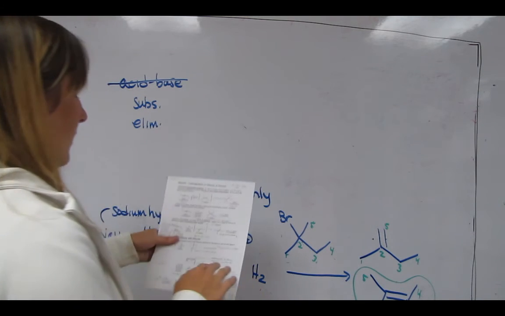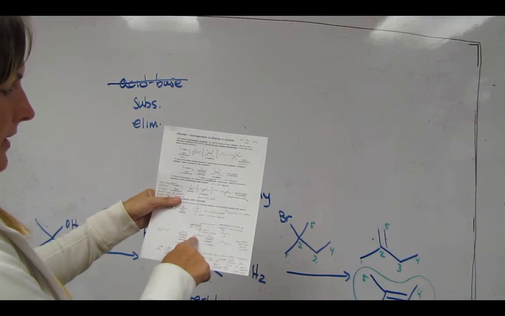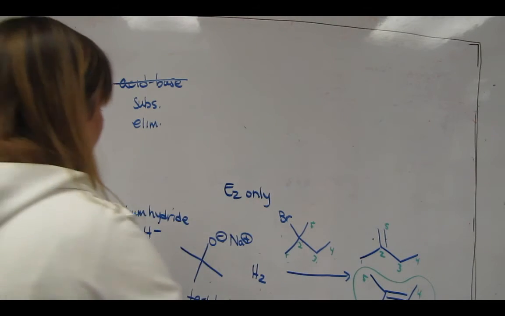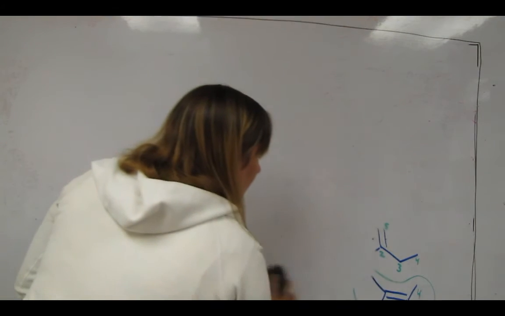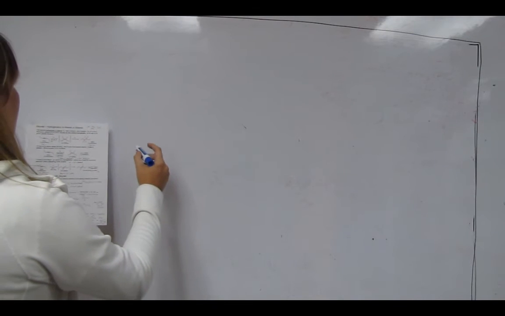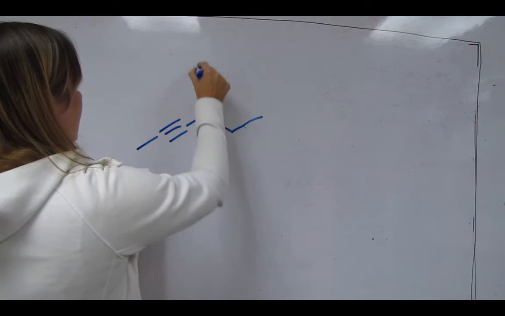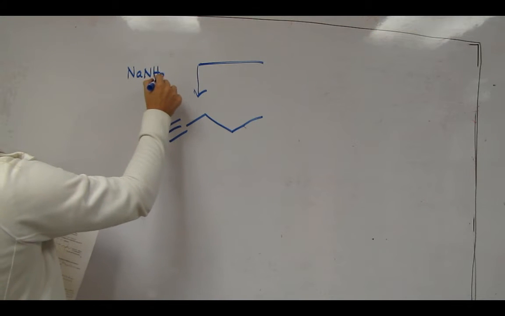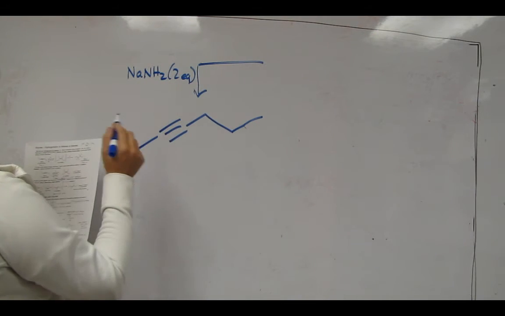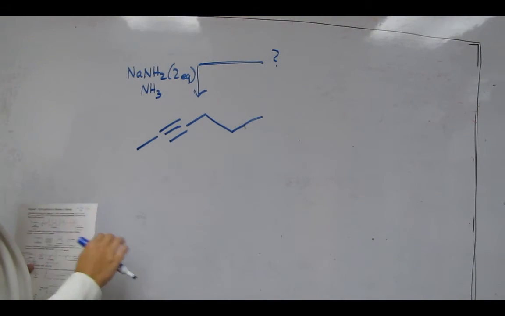And then in the middle, we kind of have an interesting problem where we have to figure out how to synthesize the alkyne, and then we're going to do 2 different reactions of the alkyne. So I'm going to put this in the middle of the slide. And so we have our alkyne here. And we need to synthesize that using NaNH2, 2 equivalents, and NH3. And this question mark means what substrate do you use?